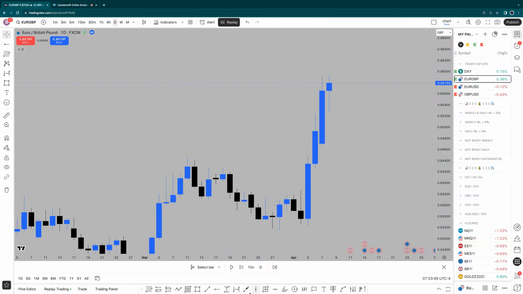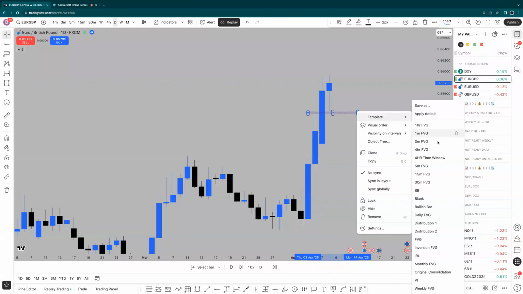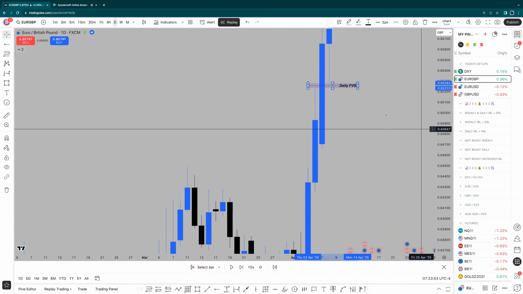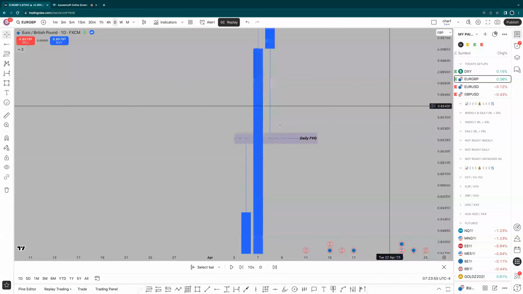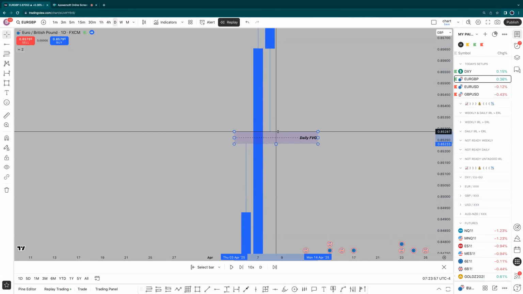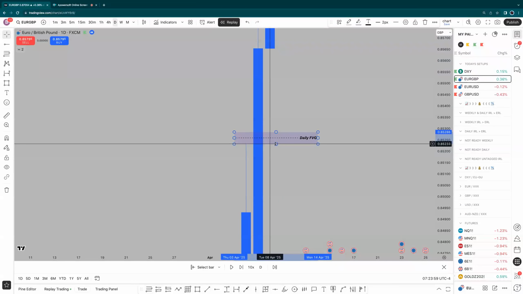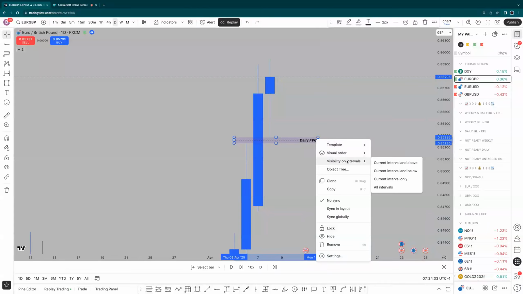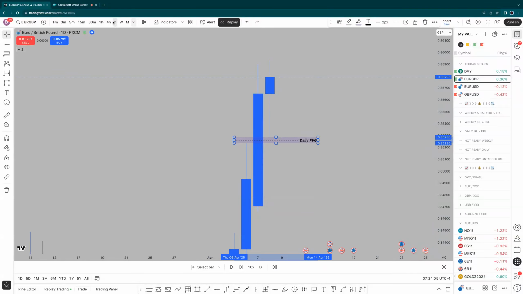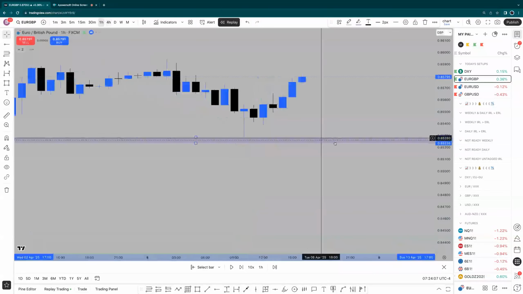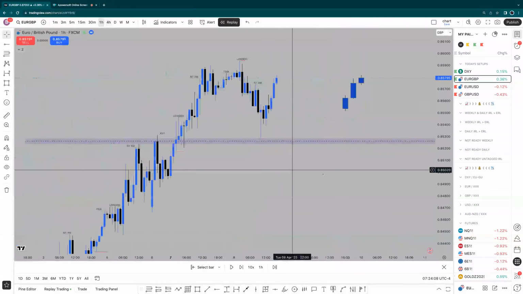So obviously here we can see we have this daily fair value gap. We always trade from internal to external range. That's how I trade, and that's how I always trade. We're just going from an inefficiency to liquidity. So it's simple. We have this daily fair value gap. If I make that visible on all below, so if we go from daily, we go down to the 1 hour.